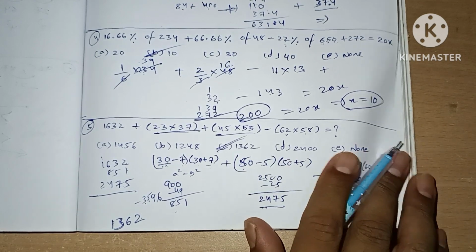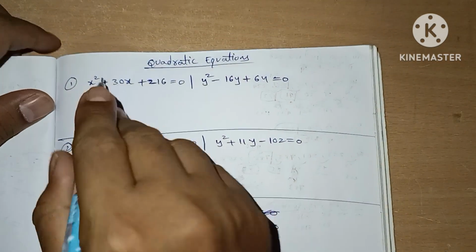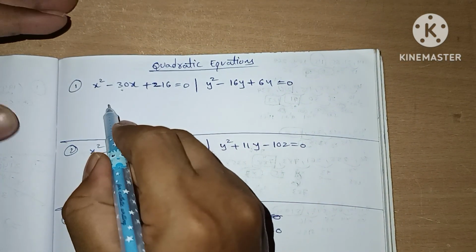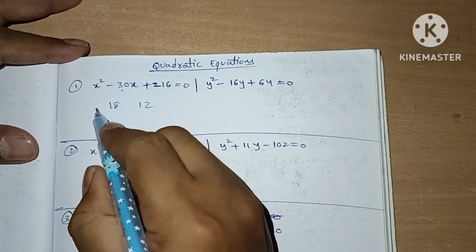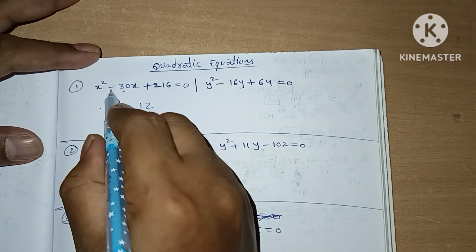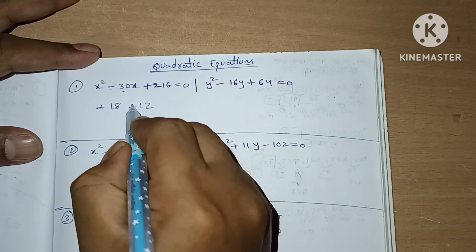Now we are going to see quadratic equations. First question. Here 216 and we need to get 30. 18 12 times is 216. This is why we need to know 20 into 20 tables. Here we have minus and plus, which means the roots are positive.